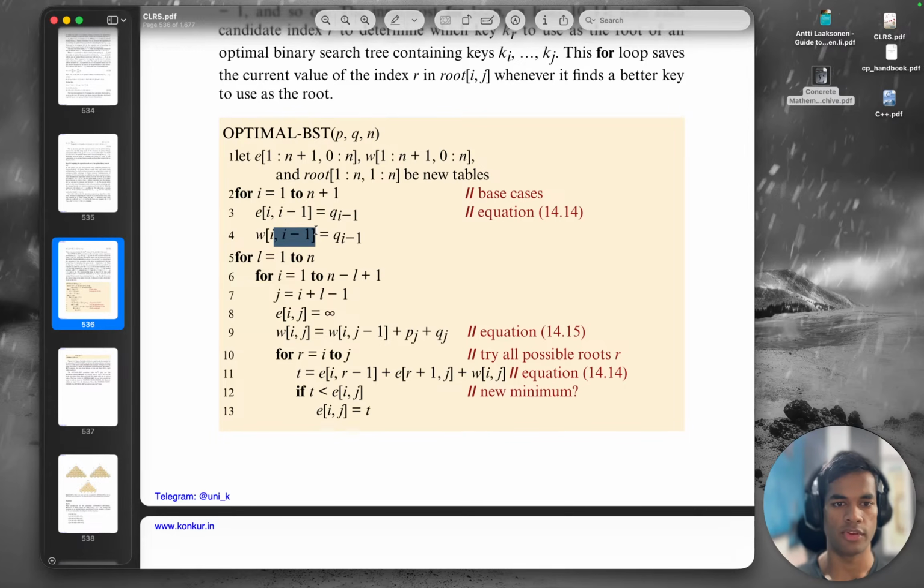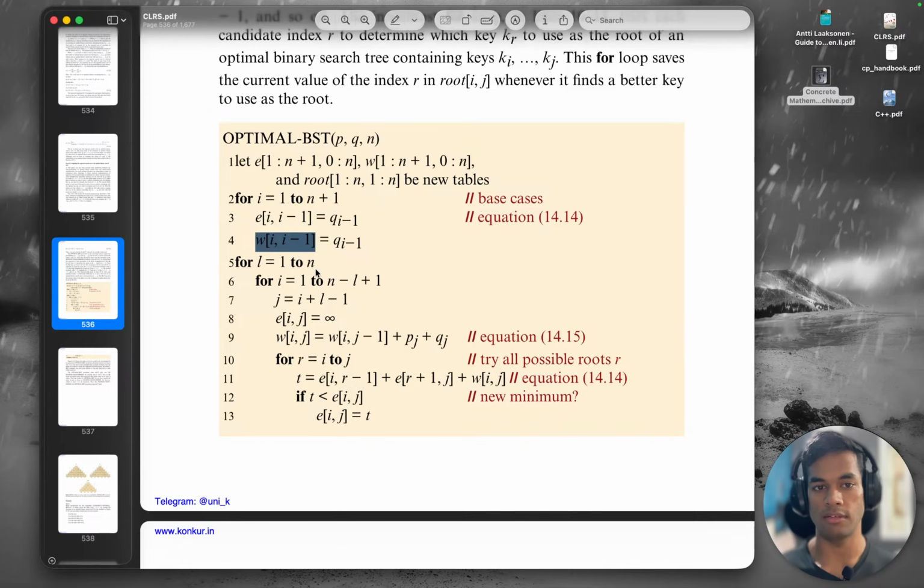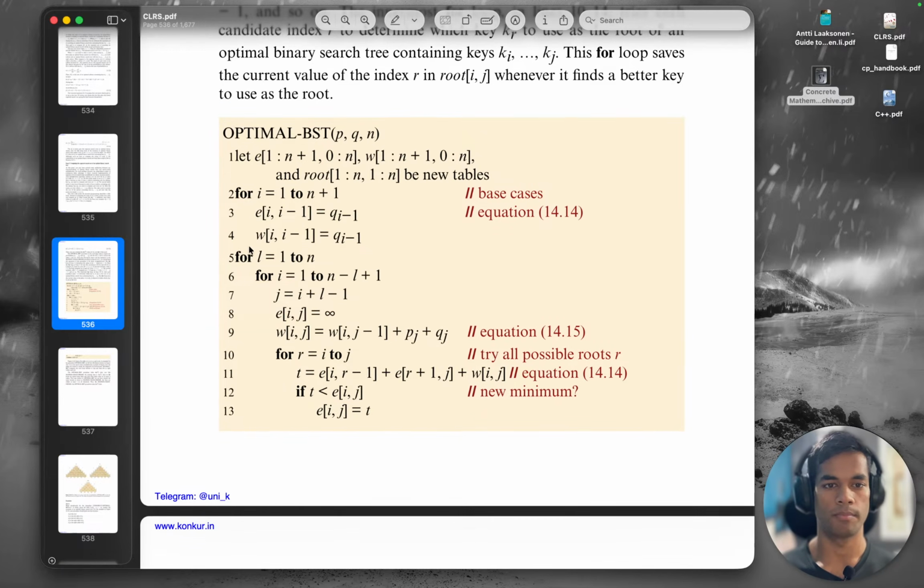When we are only considering dummy nodes, it would be i to i minus 1. Begin at i and go up till i minus 1. And then the expected value would be q, the probability for choosing the dummy node i minus 1, and also the sum of probabilities would be the probability for choosing the i minus 1 dummy node.